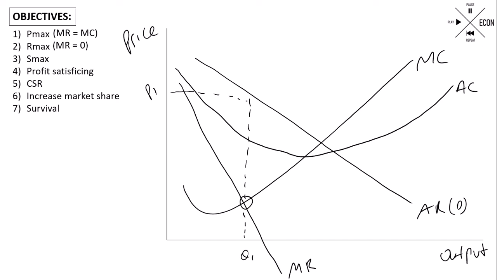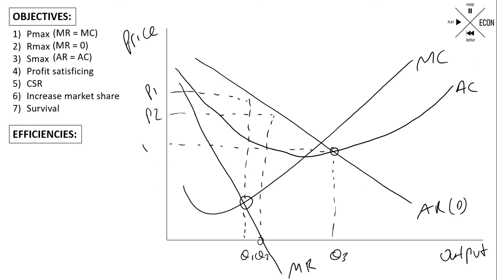Rmax, you should have recalled that it is where MR equals 0, which is there. So we'll label that Q2, we bring that up to where it meets the demand curve, and we label that P2. Sales maximization should be where AR equals AC, which is there. Bring that down. That's Q3. Bring it across. That is P3.